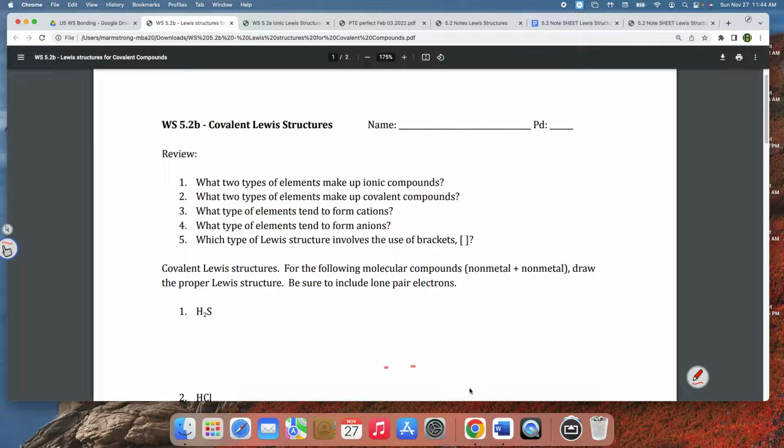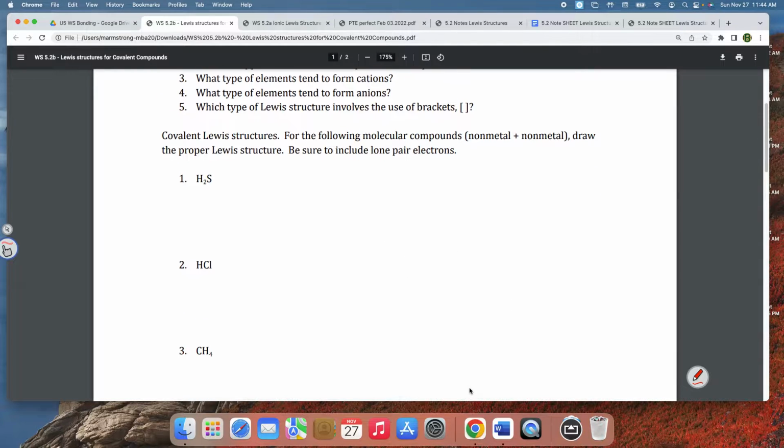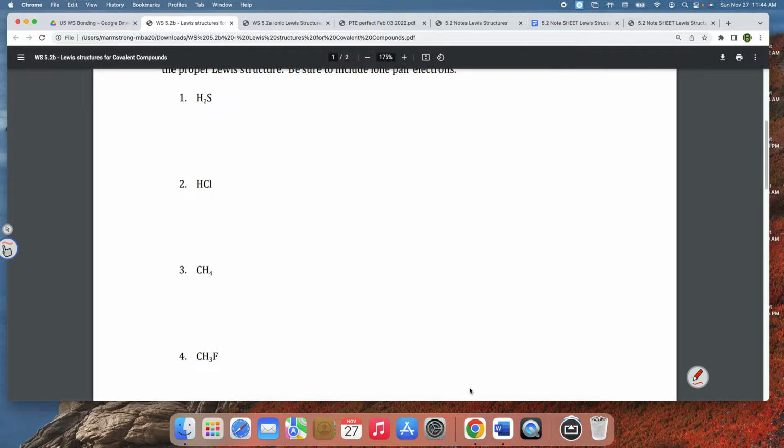Covalent Lewis structures for the following molecular compounds, nonmetal plus nonmetal, draw the proper Lewis structure. Be sure to include lone pair electrons. Those are the non-bonding electrons. We'll start with H2S. The single thing almost always goes in the middle. So we're going to put S in the middle and each H on either side of that.